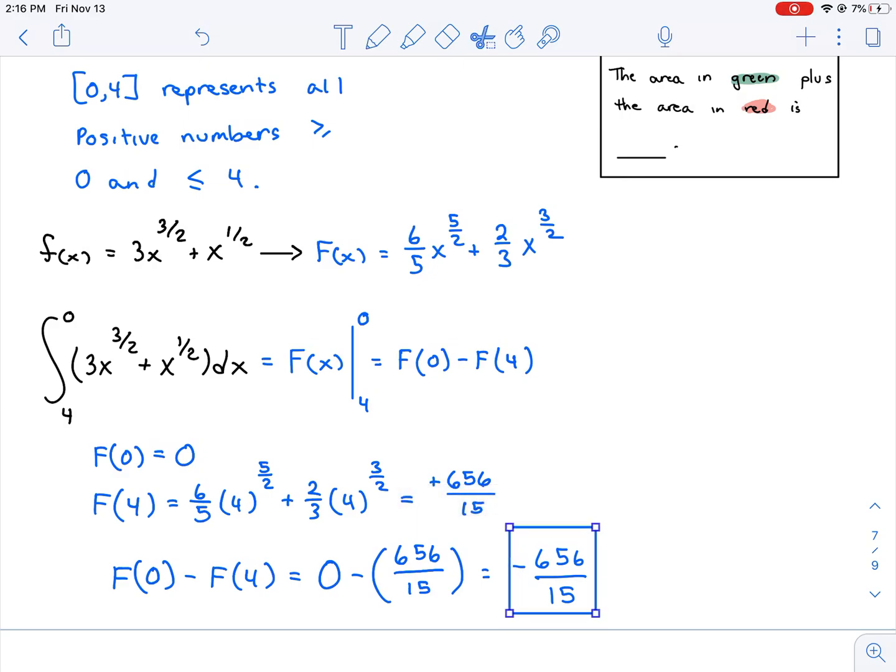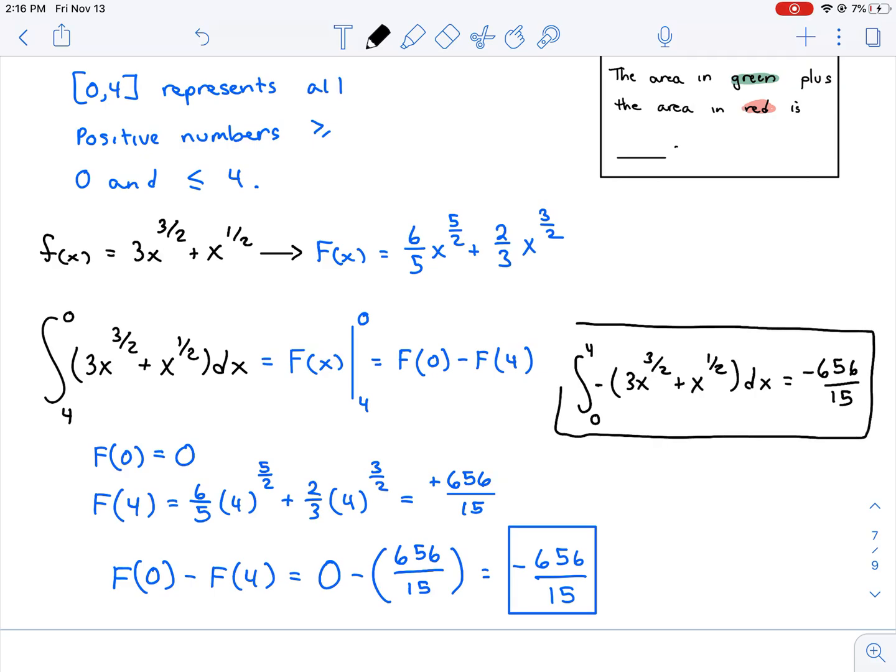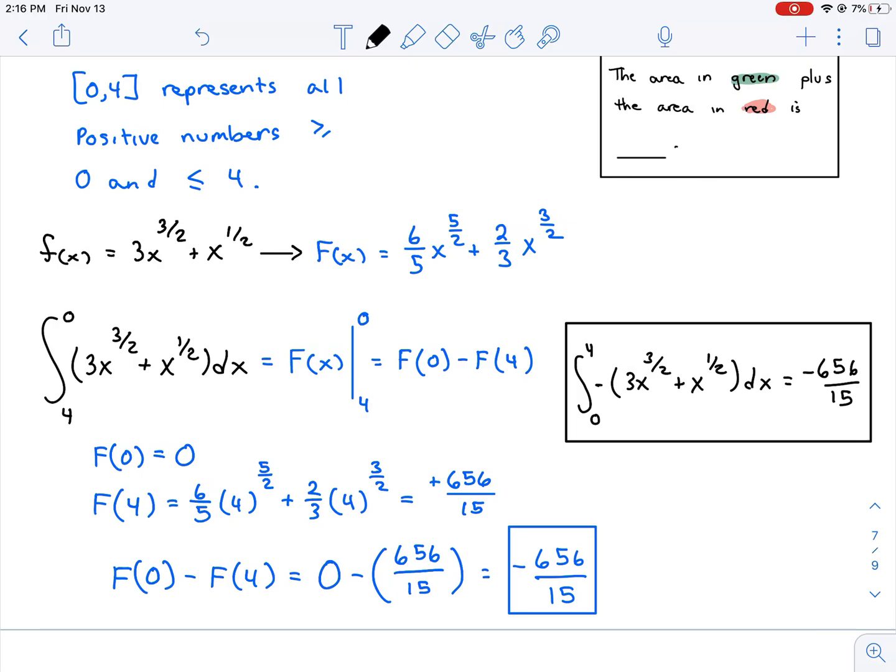Okay, so that means that the definite integral from 0 to 4 of the original function is negative 656/15. And what does this value represent?